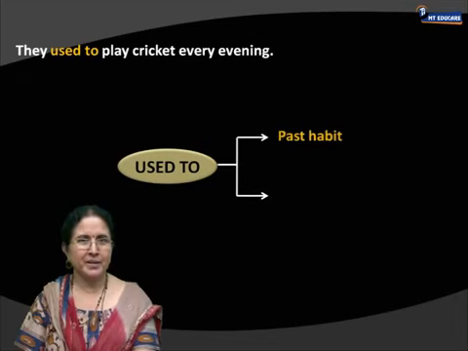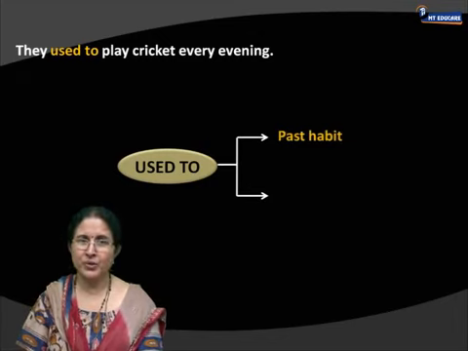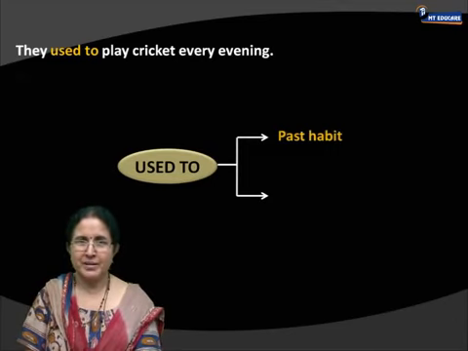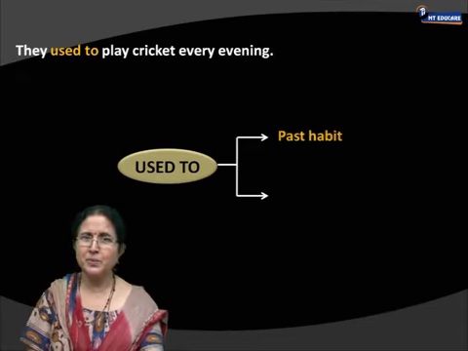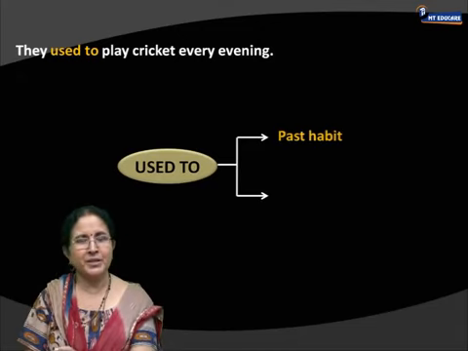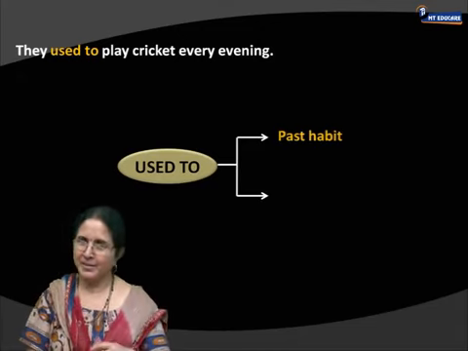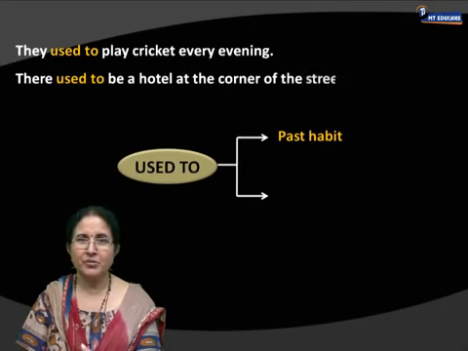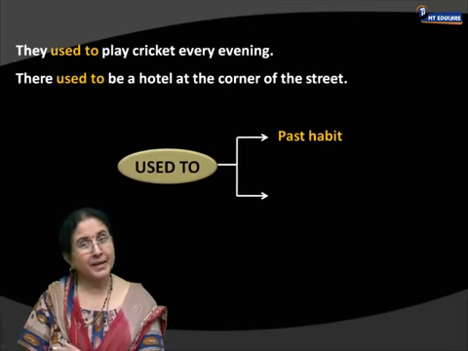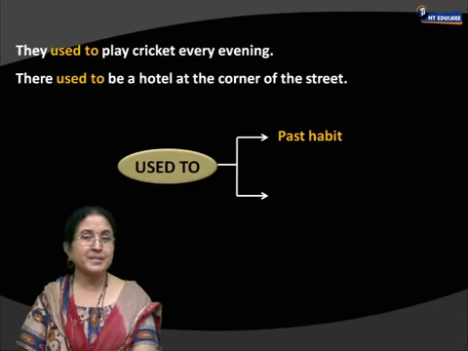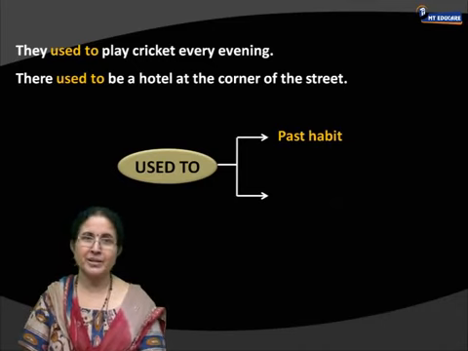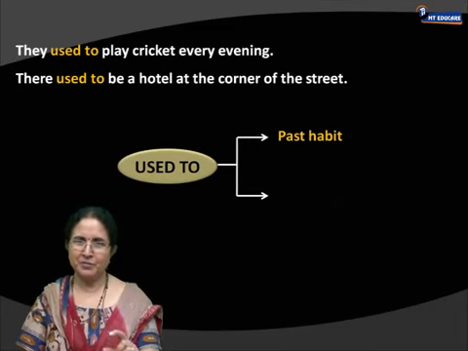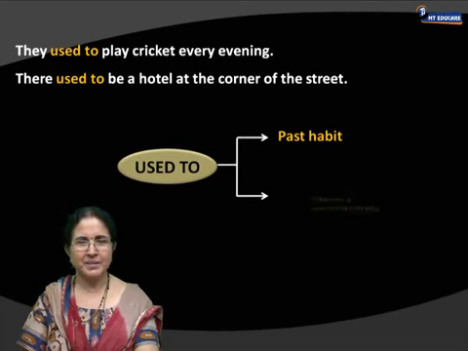Past habit, they used to play, can be replaced also with would. Now this kind of questions also do come for the exam. They give you the modal auxiliary used to, replace with a similar modal auxiliary where you'll remove used to and you can write they would play cricket every evening. Both mean the same. You take one, replace it with the other. Look at the second sentence. There used to be a hotel at the corner of the street. Now you are thinking of something of the past, existence of something in the past. This again actually refers to past, but it's not a habit. Something used to be there, now it is not there. So see, the word used to refers to this particular past habit, past existence.